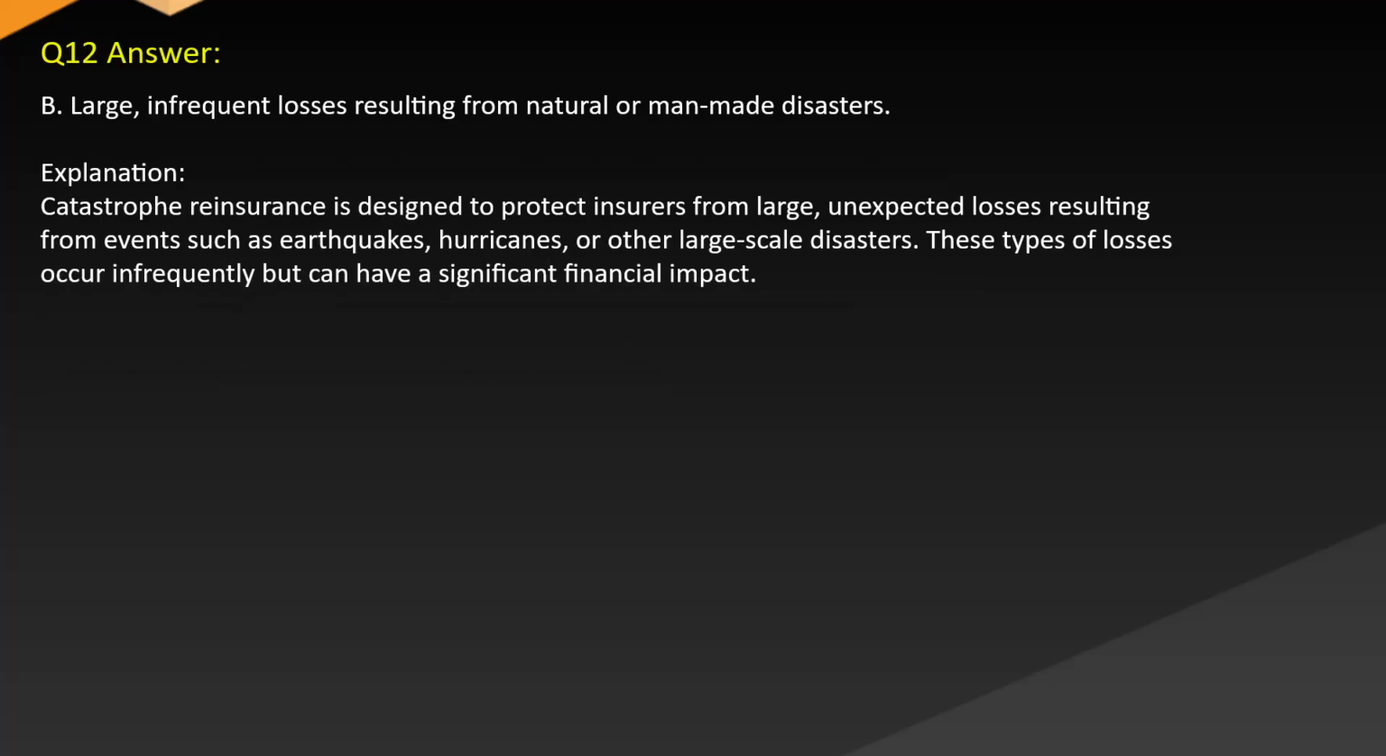Answer. B. Large, infrequent losses resulting from natural or man-made disasters. Explanation: catastrophe reinsurance is designed to protect insurers from large, unexpected losses resulting from events such as earthquakes, hurricanes, or other large-scale disasters. These types of losses occur infrequently but can have a significant financial impact.